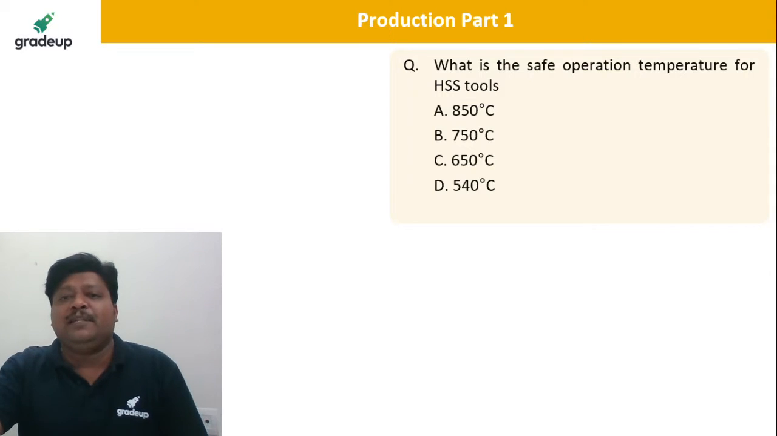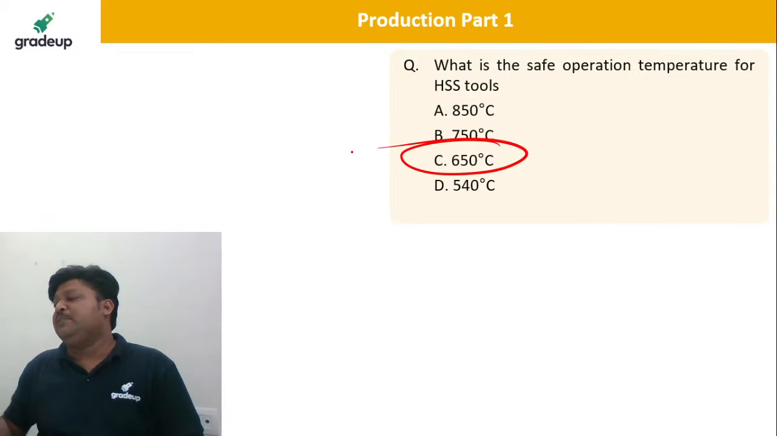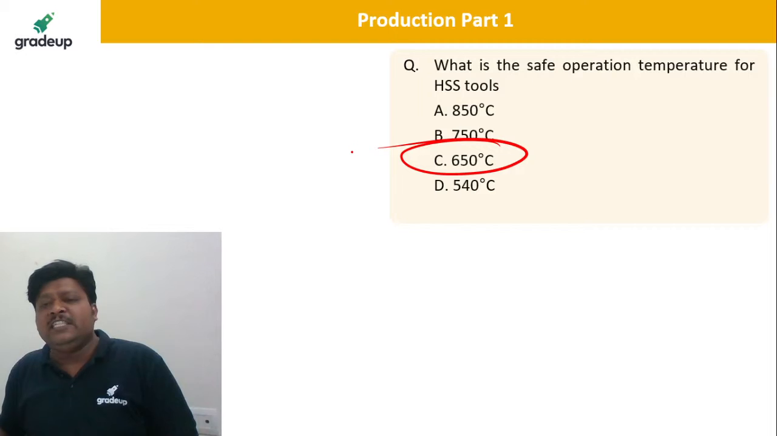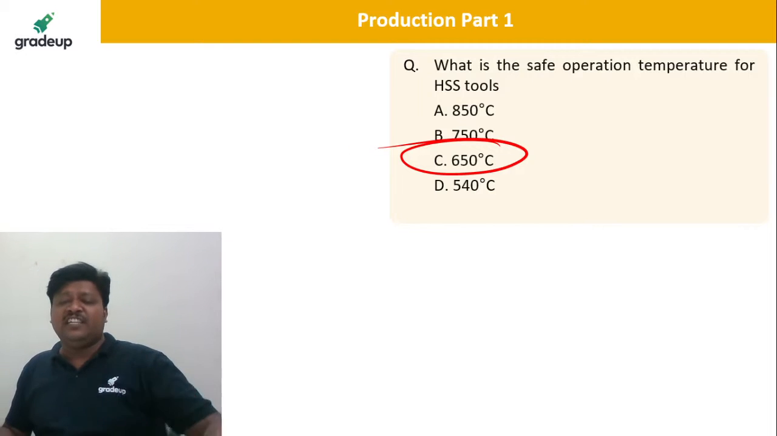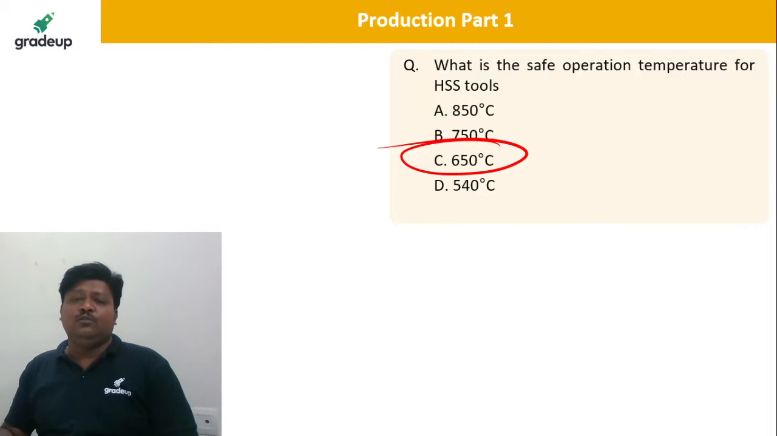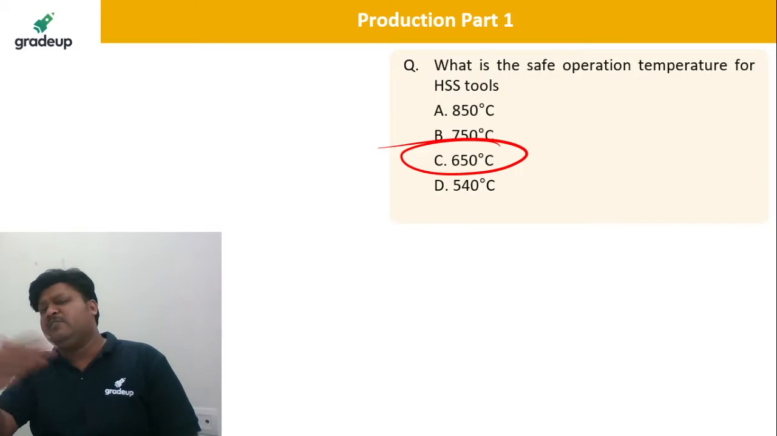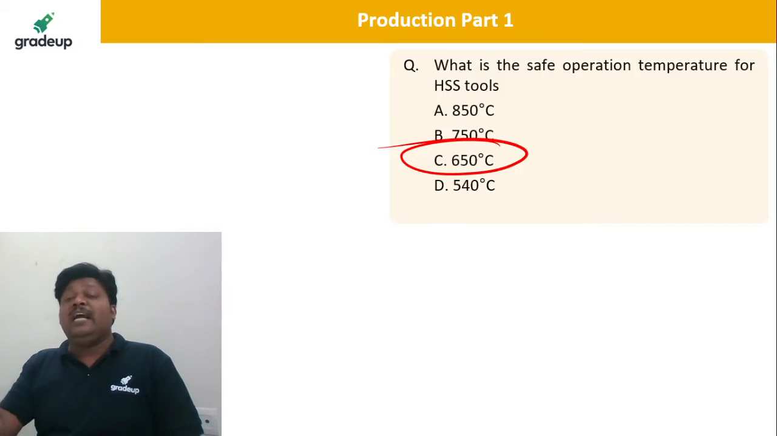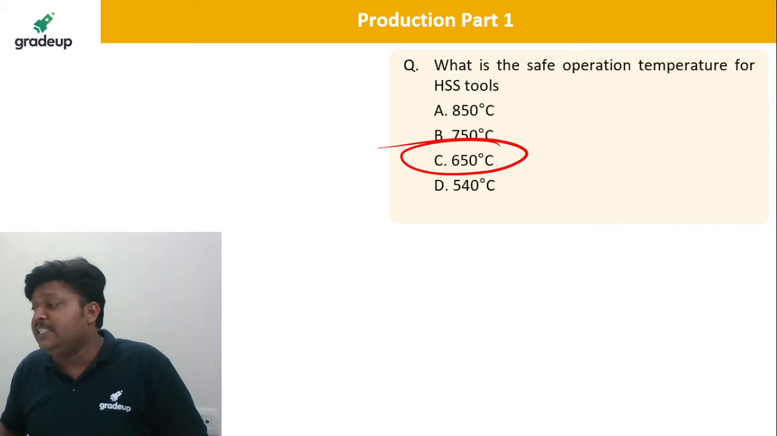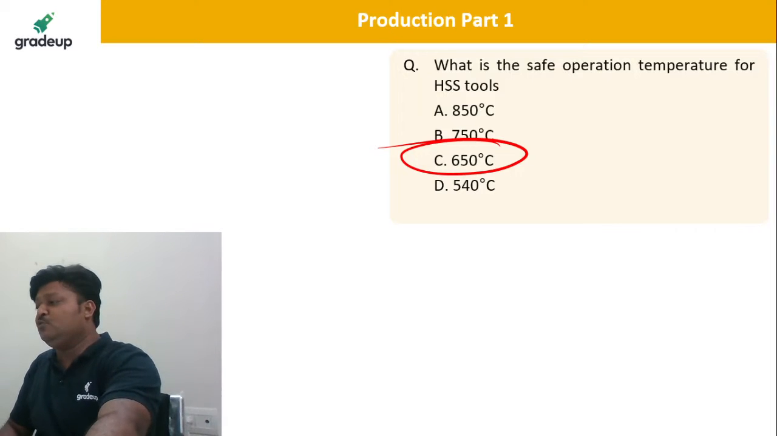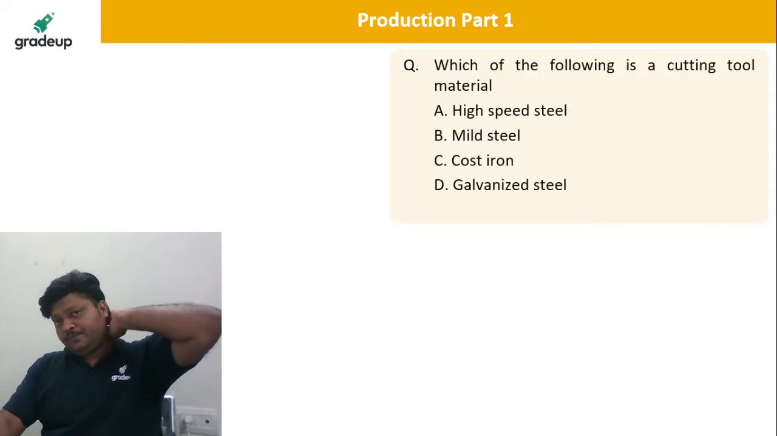So the best safe temperature for the HSS is 650, dear. Beyond that it will lose its hardness; the strength and hardness are going to decrease beyond 650. So the safeguard temperature for this HSS is 650. For the high carbon steel it will be 250. For the diamond and all it will be around 2000 degrees centigrade. Not a big issue.